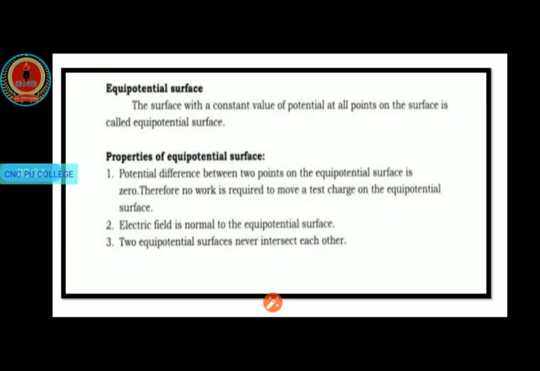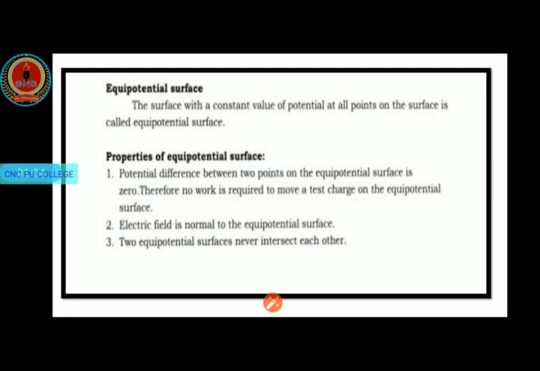So whichever surface it may be, if the value of the potential on that surface remains the same at all the points, then it is said to be an equipotential surface. Observe the definition: the surface with a constant value of potential at all points on the surface is called an equipotential surface.